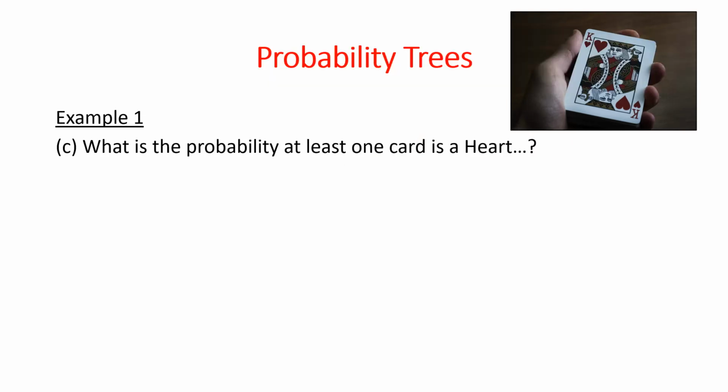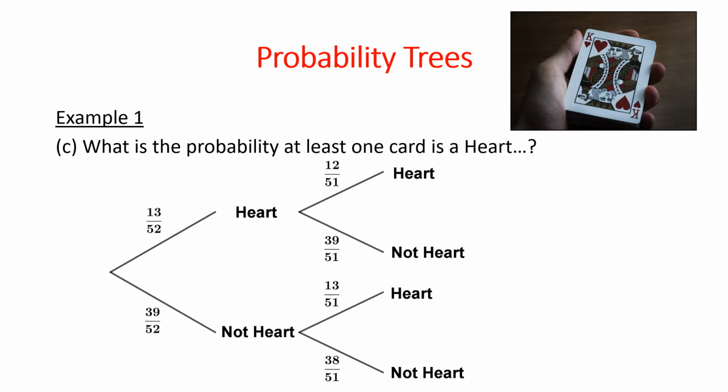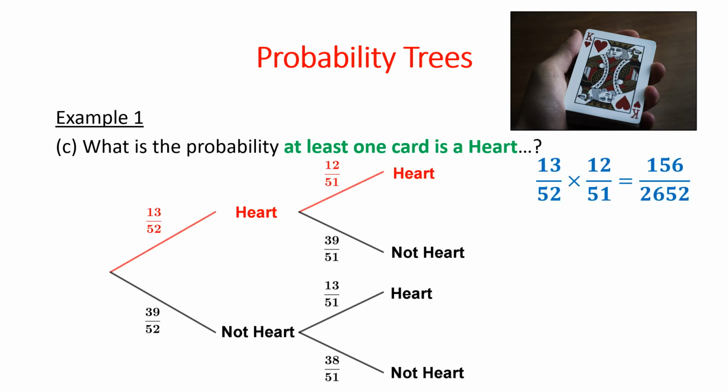Right, part C. What is the probability at least one card is a heart? Well, here's our probability tree once again, and we want to work out the probability at least one of them is a heart. Well, we've got many options or scenarios here. The first one is getting 2 hearts, because if I get 2 hearts, at least one of them is a heart. So let's multiply these probabilities to get the probability of this scenario.